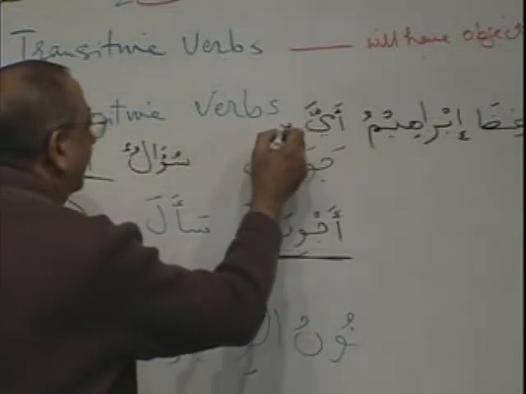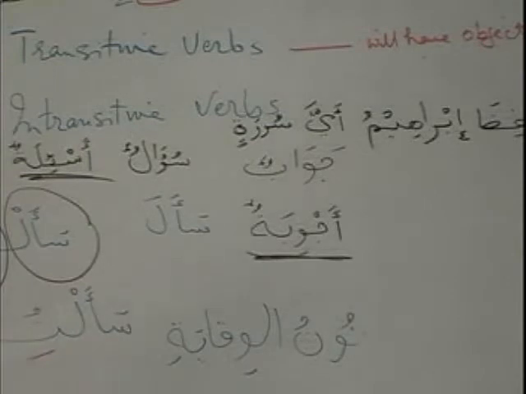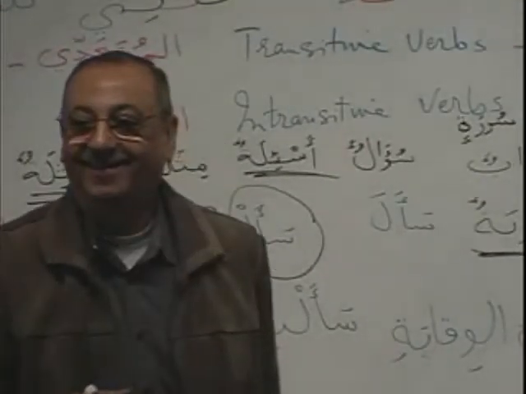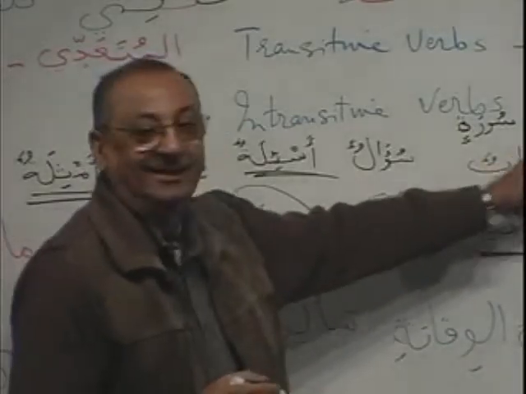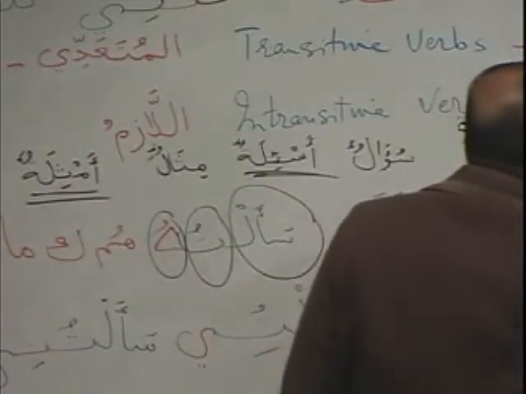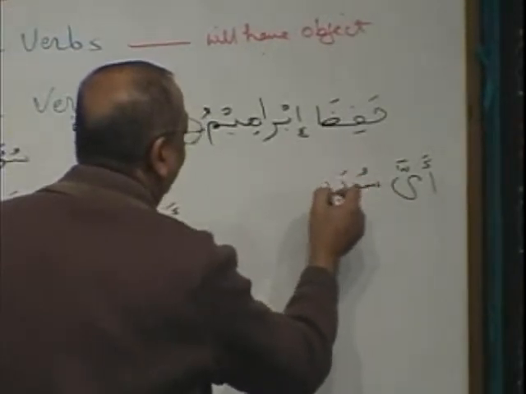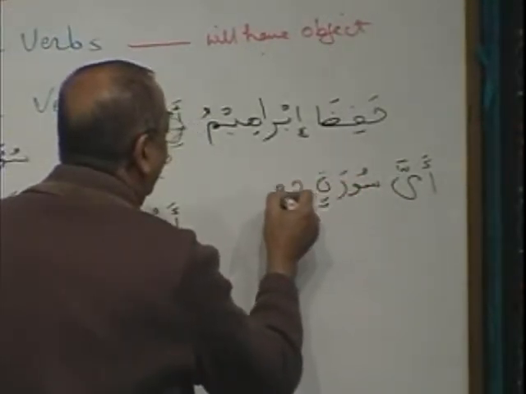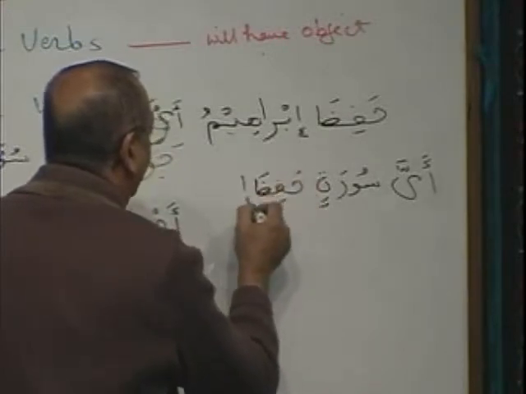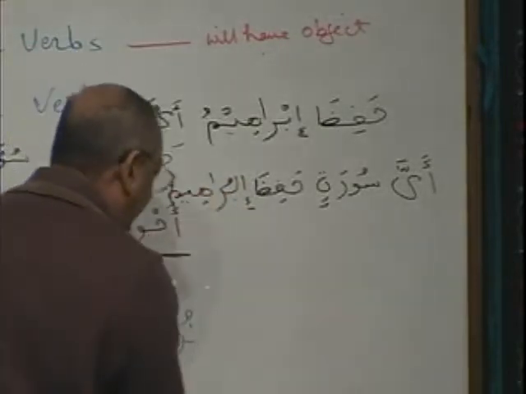So I say surah. Hafiza Ibrahimu. Ibrahim memorized which surah? Now, brother, ayya cannot come like this. Ayya has to go in the front. So it became, brother, ayya suratin hafiza Ibrahimu. Are you with me, brothers and sisters?